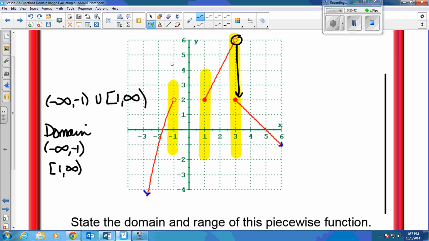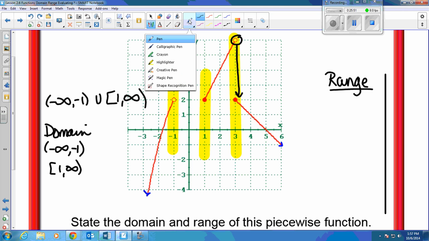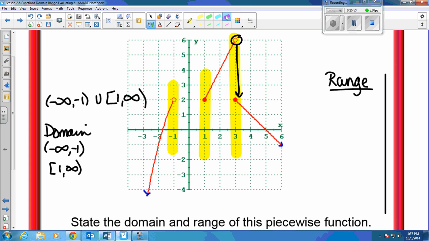Now, range, if domain is the width of my graph, range is the height of my graph. It tells me how low and how high, the floor and the ceiling. So if I take my range highlighter, I'm looking for the lowest y value anywhere on my graph. But what does this arrow tell me? It goes on forever. It never stops. So my lowest y value is what? -infinity.